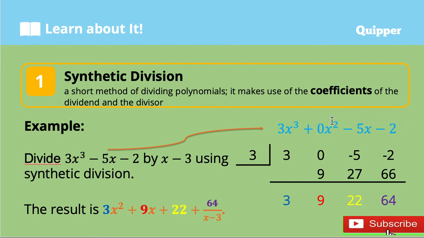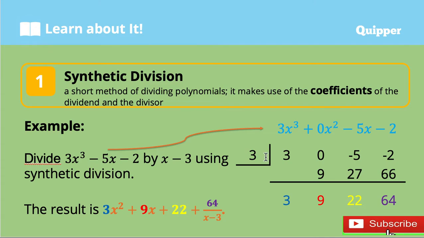After we add 0 to the quadratic term, we will now get the numerical coefficients of each term. From here, we have 3, 0, negative 5, and negative 2. After we get the numerical coefficients of the dividend, we will get the value of x from the divisor. The divisor is x minus 3. We will just equate that to 0 to get the value of x. So x minus 3 is equal to 0, and the value of x is positive 3. That is why we have positive 3 here.